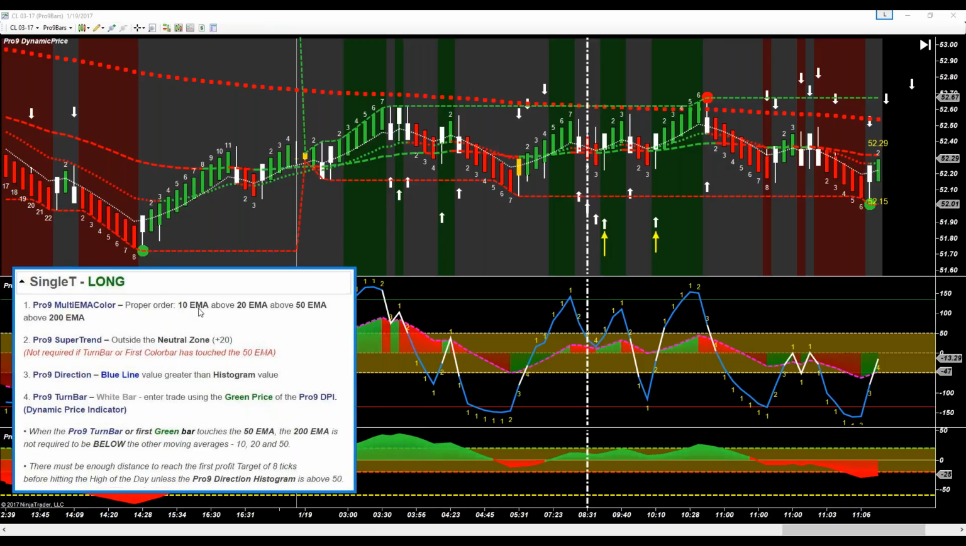If we look at our rule 1, we're looking for the 10, 20, 50, and 200 to be in the correct order. Now you may say, why is this a qualified single T if the 200 is way up here? Well, if we look down in our bullet points, we have: when the turn bar or first green bar touches the 50 EMA, the 200 is not required to be below the other moving averages. In this case, we did touch the 50, and that's because bouncing off the 50 EMA is a very strong signal, letting us know we can disregard the 200, and that we're very likely to hit our profit target, at least, if not just move on through the 200.